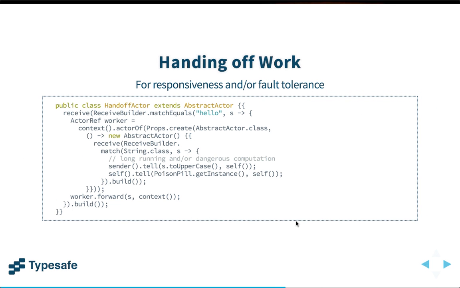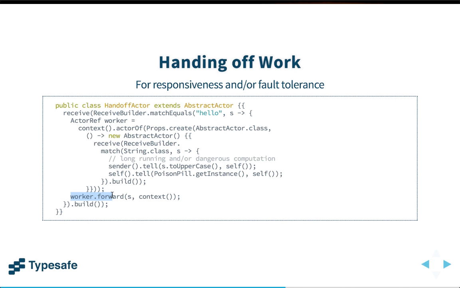And actors, the way that actors are very fit for being reactive is that you can easily hand off work. You can easily create new actors, and they're very cheap to create. So in this example here we basically have a long-running and/or dangerous computation going on. And when we receive the hello message, we basically just create a new anonymous actor that does the computation. Here it is not that interesting, it's a toUpperCase, but we hand off the computation.